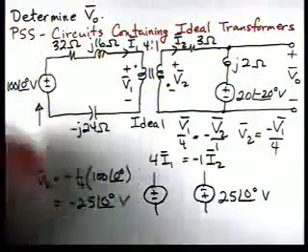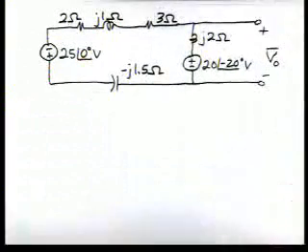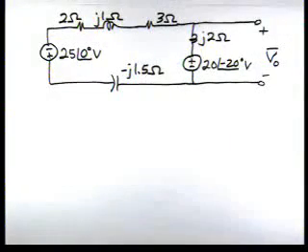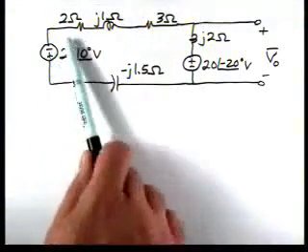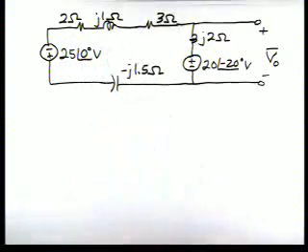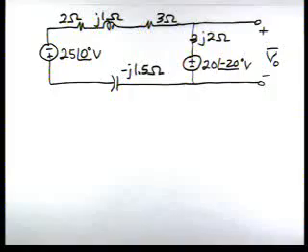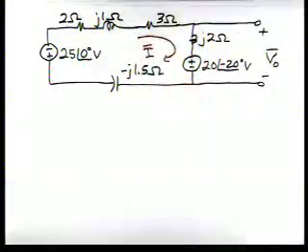When we get everything reflected through the transformer, here's our resulting circuit. Here's our source. Notice that we've changed the polarity. Here's our 32 ohm, here was that J16 at minus J24. And now we really have a single loop circuit. We can define a current I.